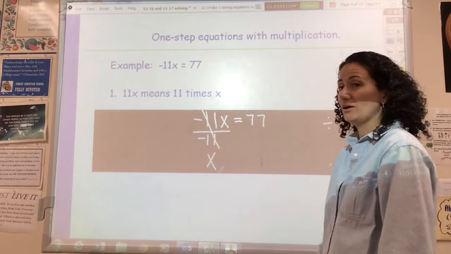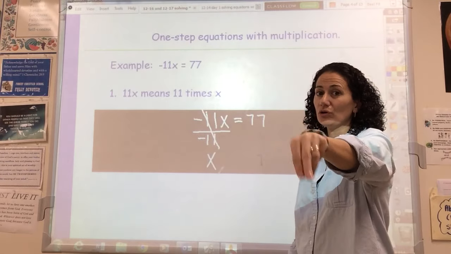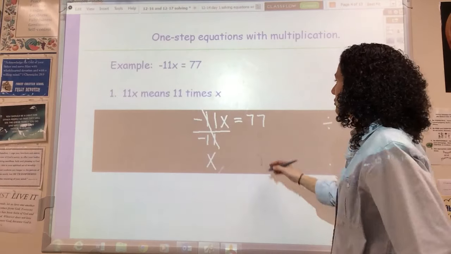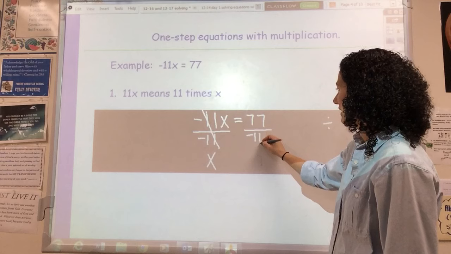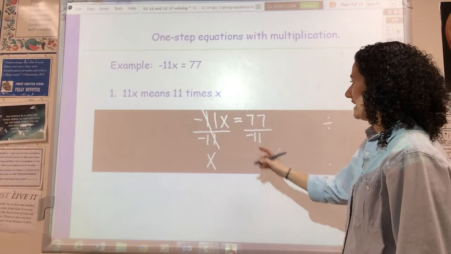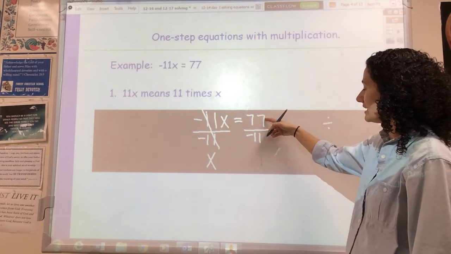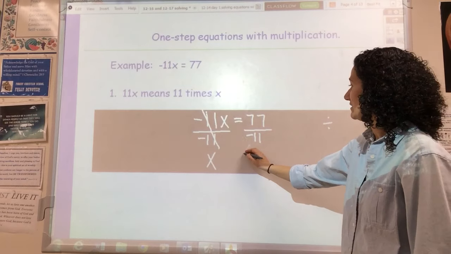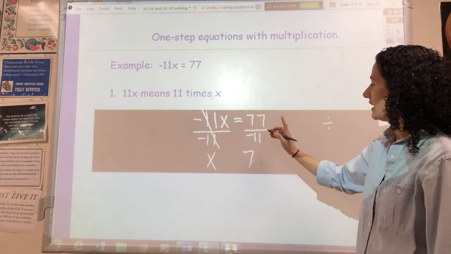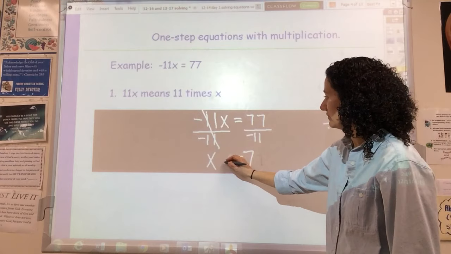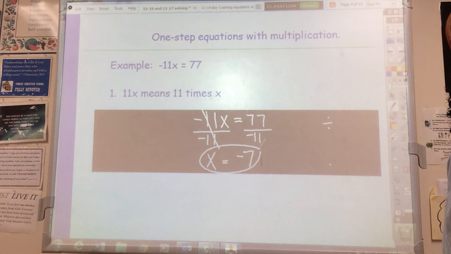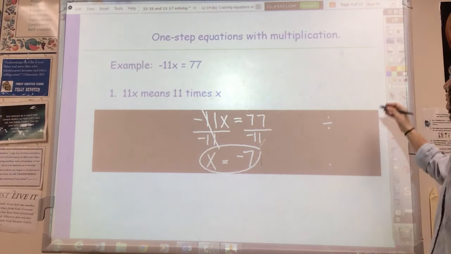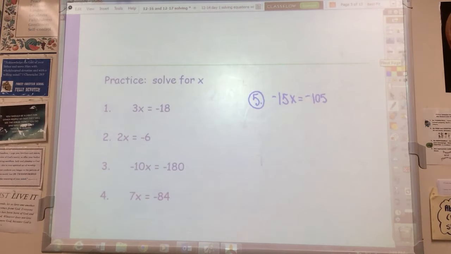X would be alone. Remember the golden rule. Whatever you do to one side, you must do to the other. So I'm going to divide this side by negative 11 also. And x equals, you can see 77 divided by 11 is 7, but a positive divided by a negative would give me a negative. Here is my solution. X equals negative 7.